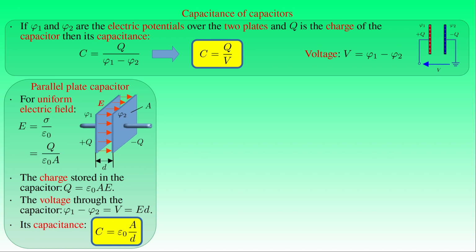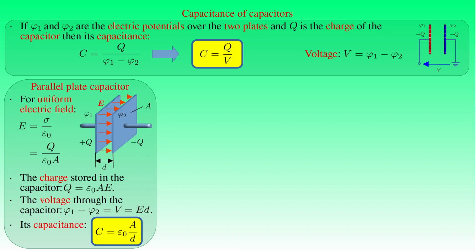In other words, its capacitance is directly proportional to the area of the plates and inversely proportional to the distance between them. The formula obtained for the capacitance can also be verified by experiments measuring the charge Q of the capacitor and the voltage V through the capacitor. If the capacitance C of a parallel plate capacitor is already known with high accuracy, then we can determine the dielectric constant of vacuum from the geometry of the capacitor.